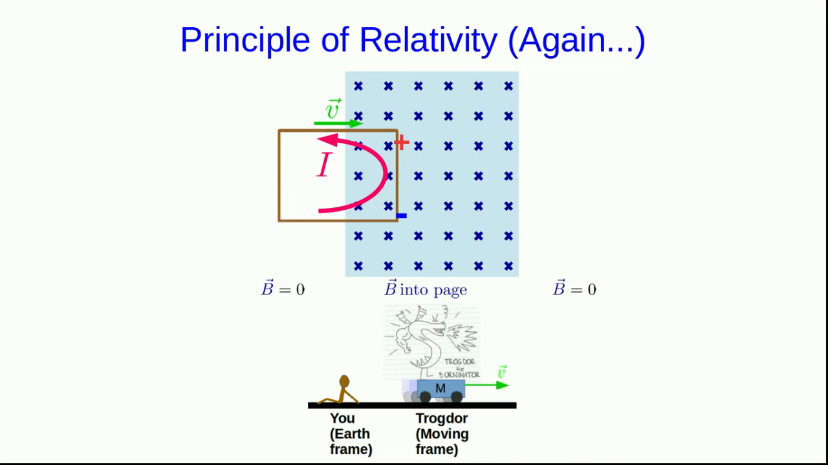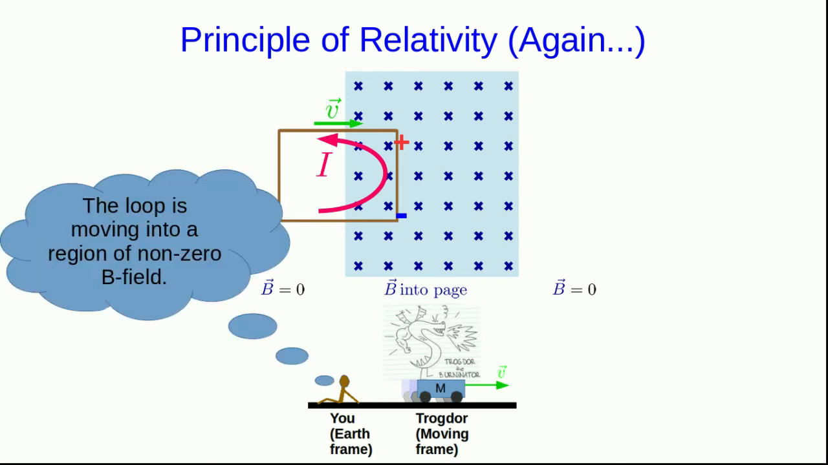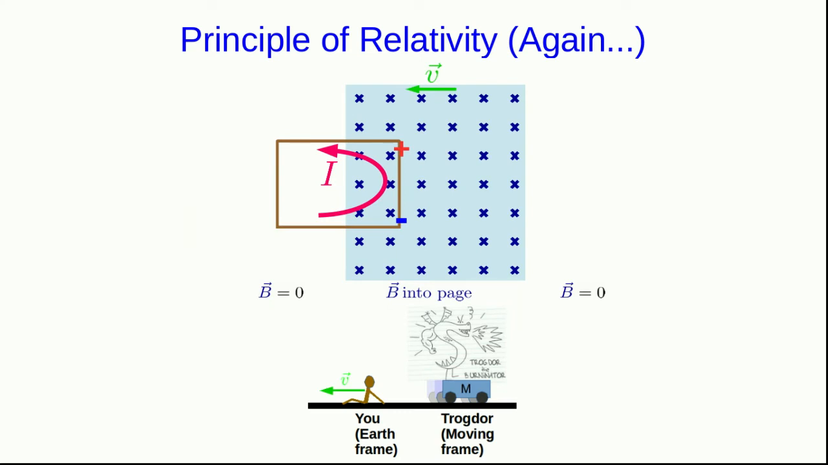So let's look at you in the Earth frame and Trogdor moving along with the same velocity as the loop. From your perspective, the loop is moving, and it's moving from a region of zero B field into a region of non-zero B field. But think about it from Trogdor's point of view. From Trogdor's point of view, the loop is stationary. It's the region of B field that's moving.